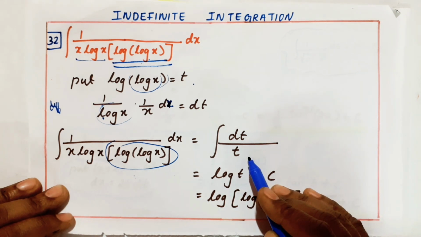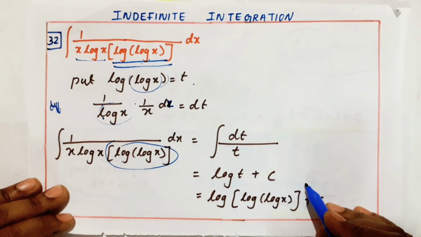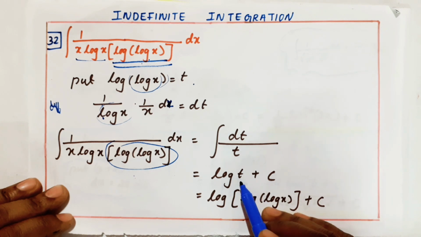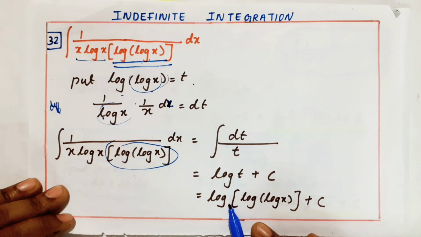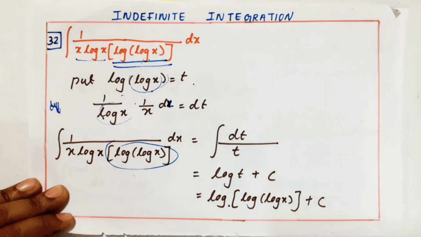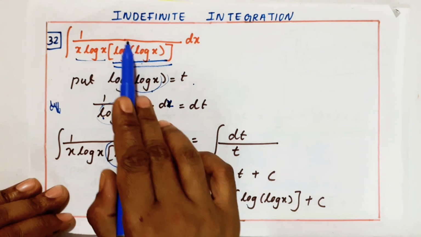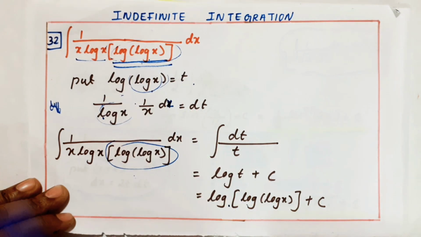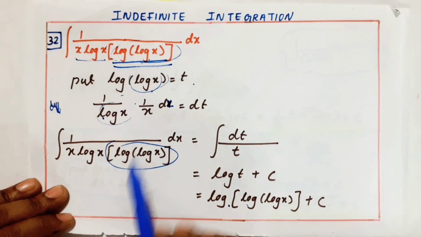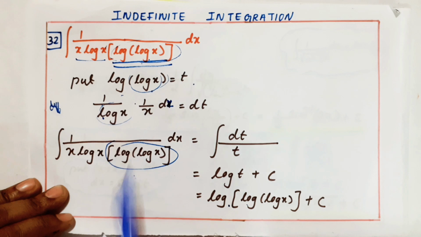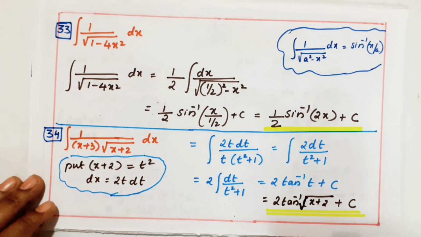Integral of dt by t we know it is log t plus c. Now we need to substitute back. What's the value of t? Log of log x. So log of log x plus c. Clear? So you should get an idea what we need to substitute. Here the term inside this bracket I put as t. I differentiated left side and right side. After that I checked, so I understood dx by x log x is nothing but dt. Then we substituted. Next question.